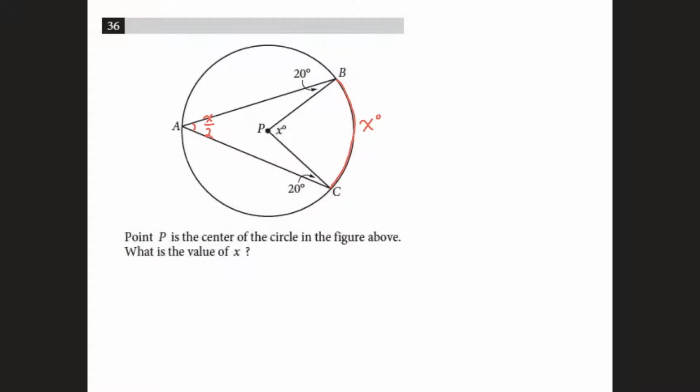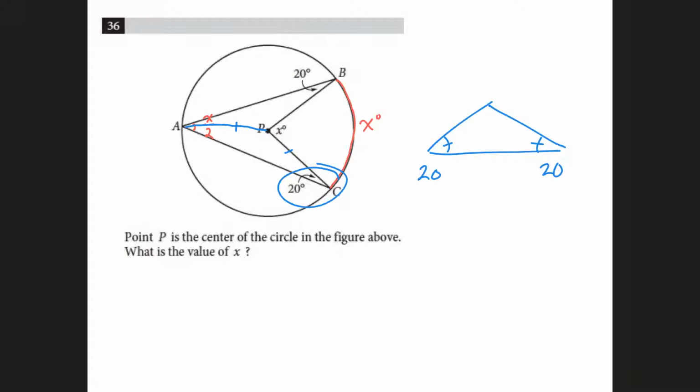I can also see that if I cut this in half here, I'm going to have two isosceles triangles. If I have two isosceles triangles, I know that the base angles of an isosceles triangle have to be congruent. So if we know that one of these base angles is 20, then this angle must be 20 as well.